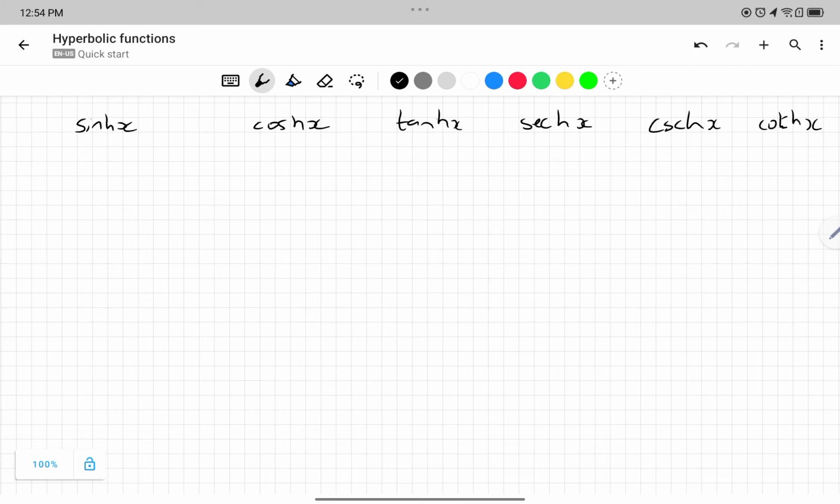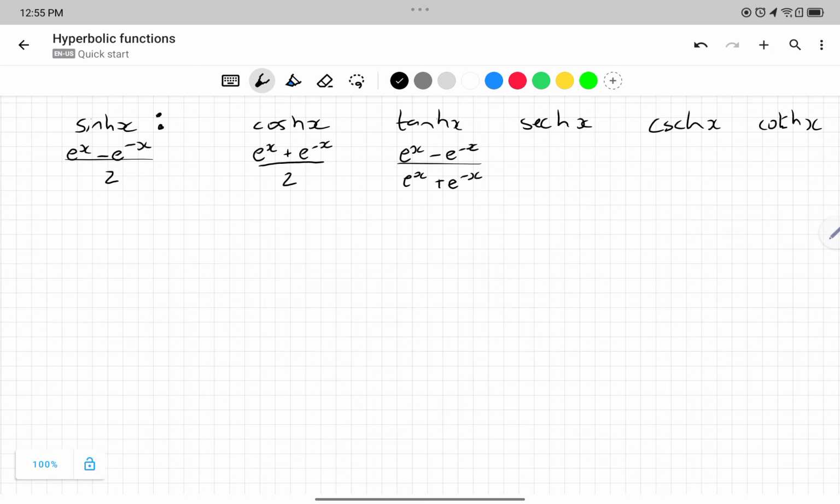And how does each and every single one form? So for hyperbolic sine x, the equation is given by e to the x minus e exponent negative x, all over 2. And hyperbolic cos is given by e to the x plus e exponent negative x over 2. Hyperbolic tan is given by e to the exponent of x minus e to the exponent negative x over e to the exponent of x plus e to the exponent of negative x.